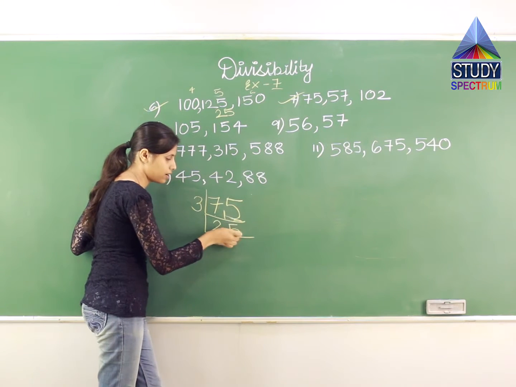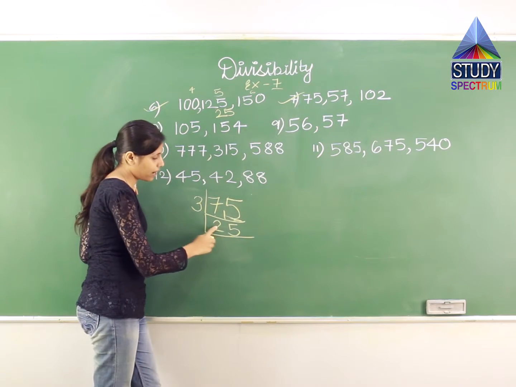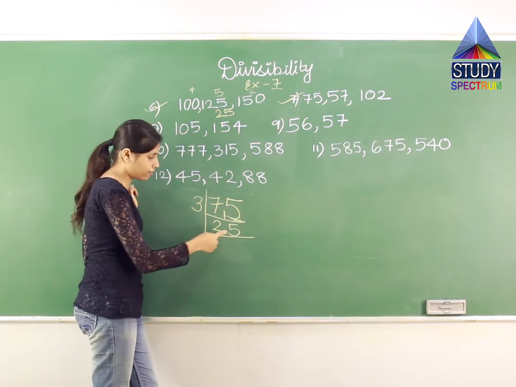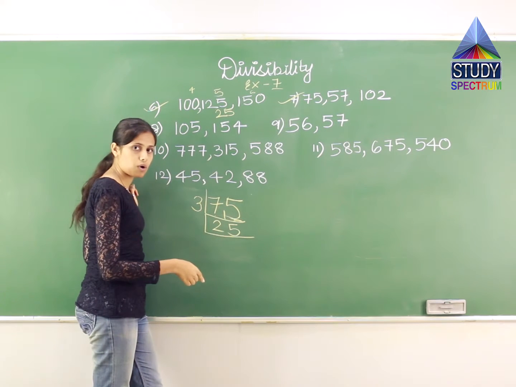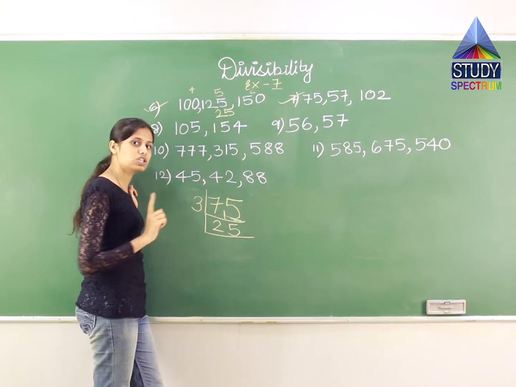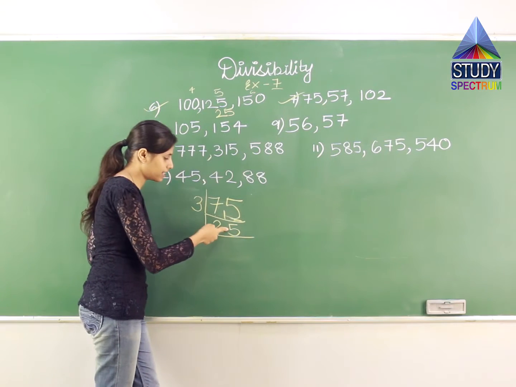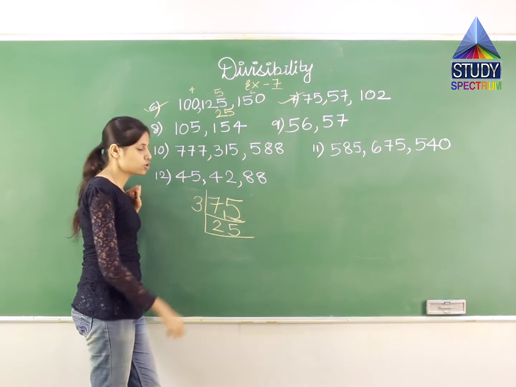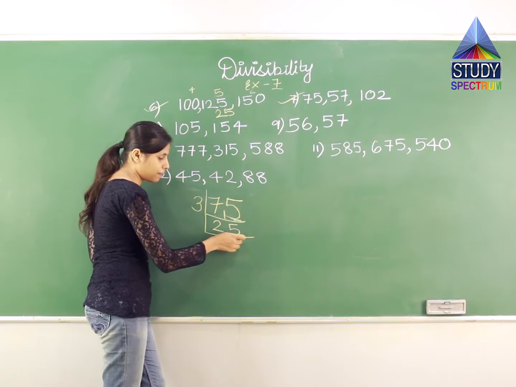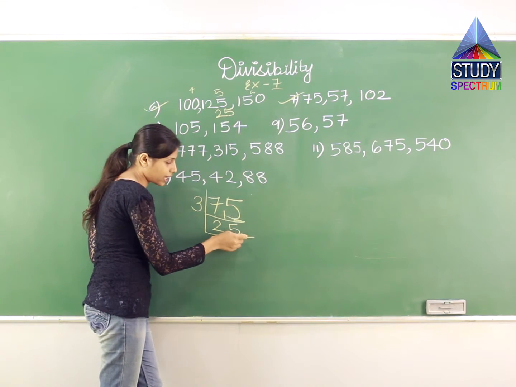So 3 fives are 15. Now I have 25 over here. 5 plus 2 gives me how much? 7. And 7 is not divisible by 3. So I cannot divide 25 by 3. So what will I do? I will divide it by 5. Because at the end what do I have? 5.